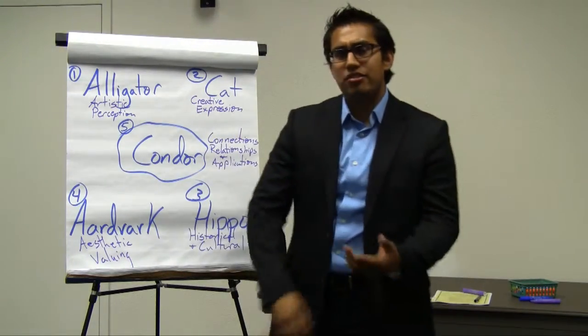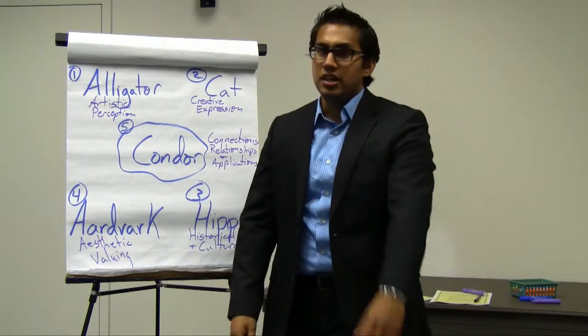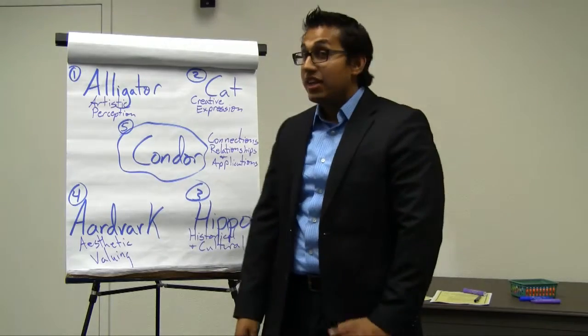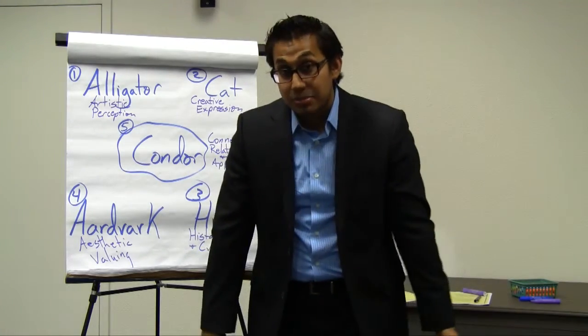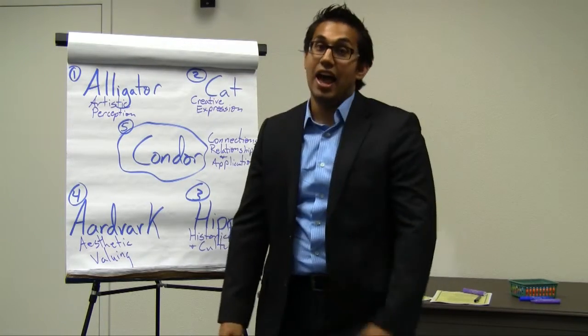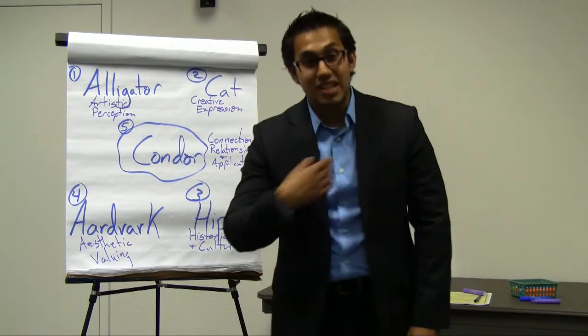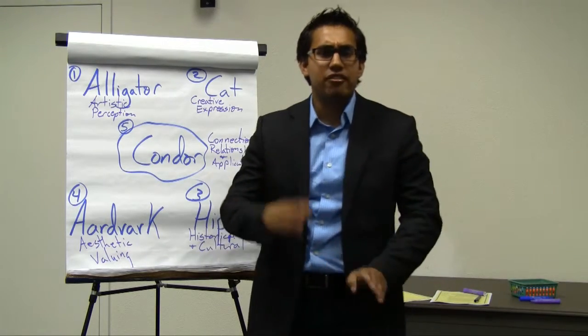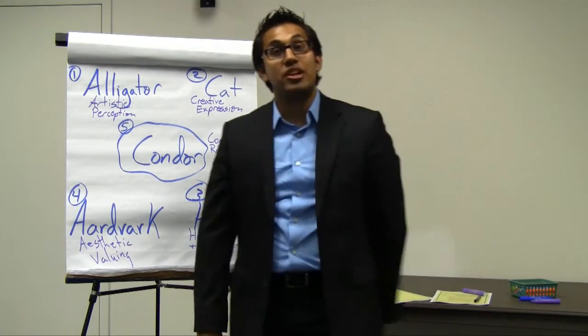So I might start off by saying, in corner 1, we have the alligator. Alligator stands for artistic perception. Then I would ask you, what's in corner number 1? And you would say, alligator. And then I would ask, what does alligator stand for? You would say, artistic perception. That's more or less how everything will run through. So we'll run through it all one time here.